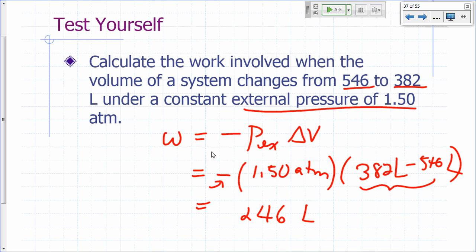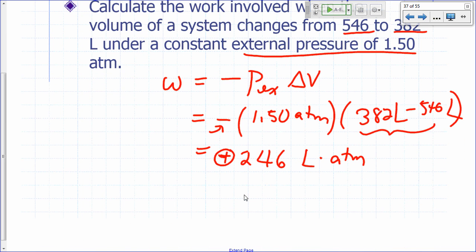246 liters times atmosphere. Positive. Should it be positive? Is the system expanding or contracting? From 546 to 382. Compression. So work is positive. That means the system gained energy. So that energy transfer is classified as work.